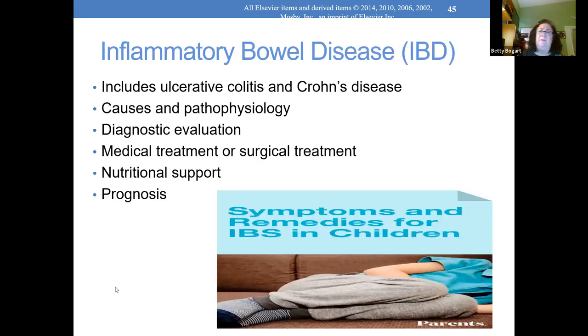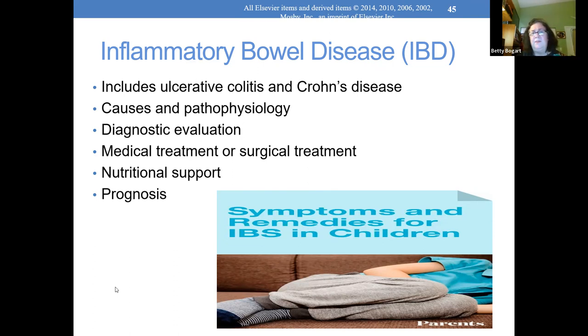IBD, inflammatory bowel disease, is mouth to anus, anywhere in between. That's what we consider it. We do have specific ones, ulcerative colitis and Crohn's disease, and those are your segmented areas. And how do we treat it? Well, most of the time we treat it with diet and with steroids.